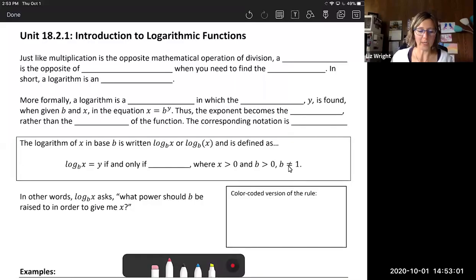Hi everybody, we are going to be talking about 18.2.1 in this video, Introduction to Logarithmic Functions.